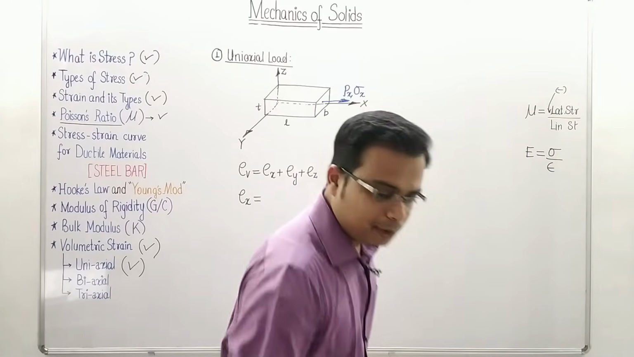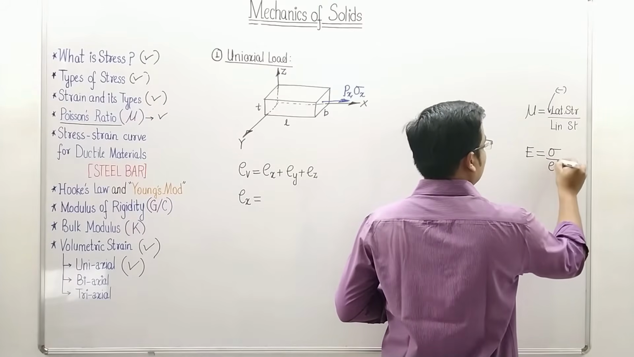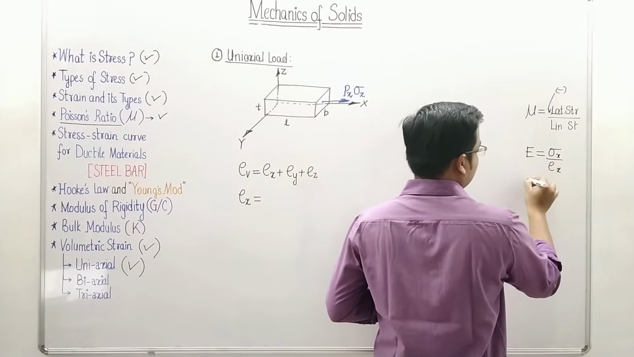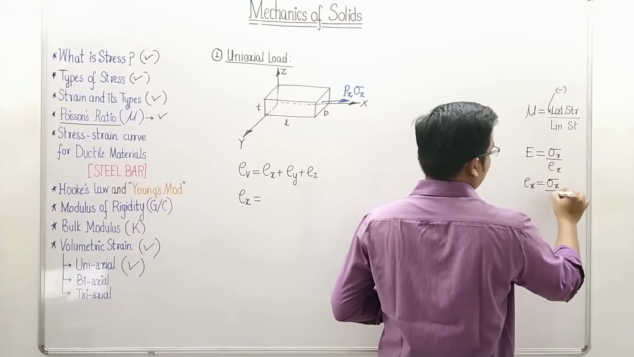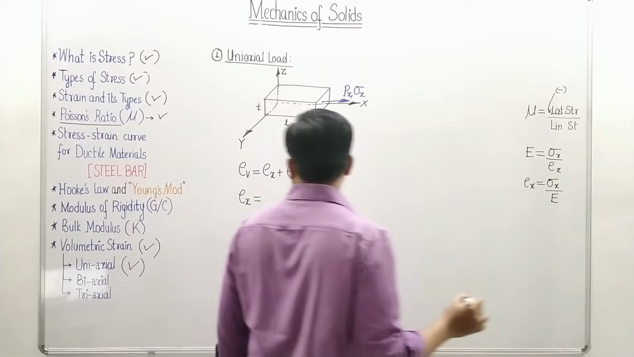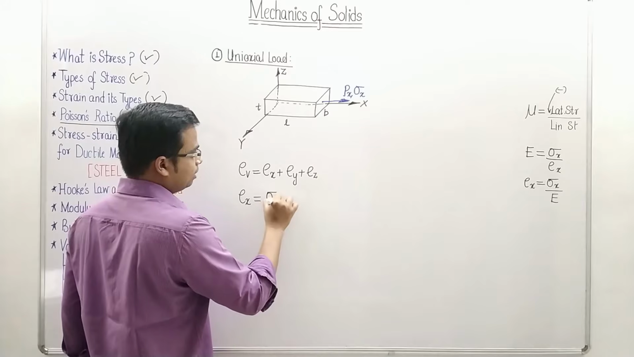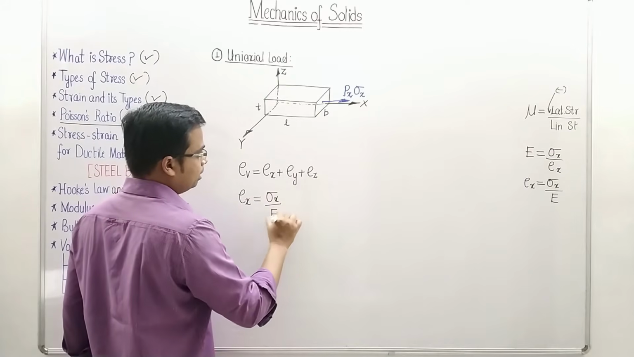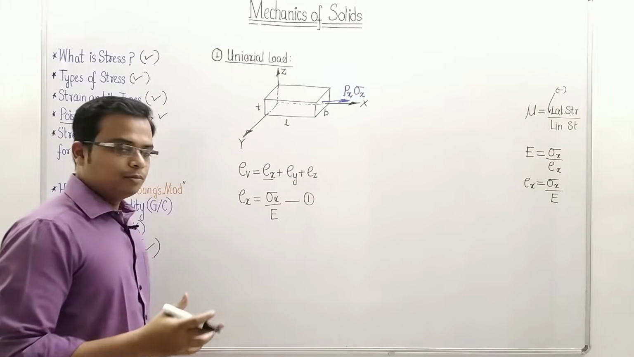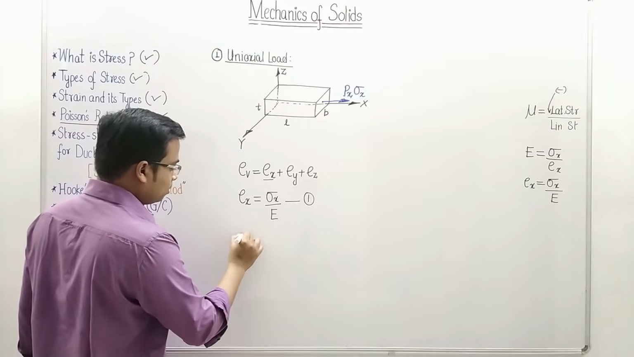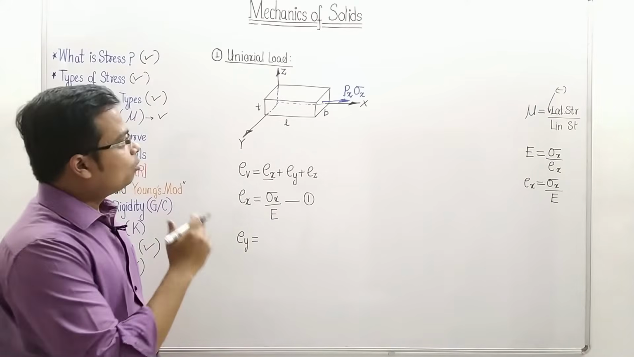Here I am representing the strain by small e. So along X, the strain ex can essentially be written as sigma X over E. So ex, the direct linear strain, will be equal to sigma X upon E. Done. That is going to be your equation number 1. You've got ex, no problem. Can you get the value of ey? What is the change in dimension along the y direction?